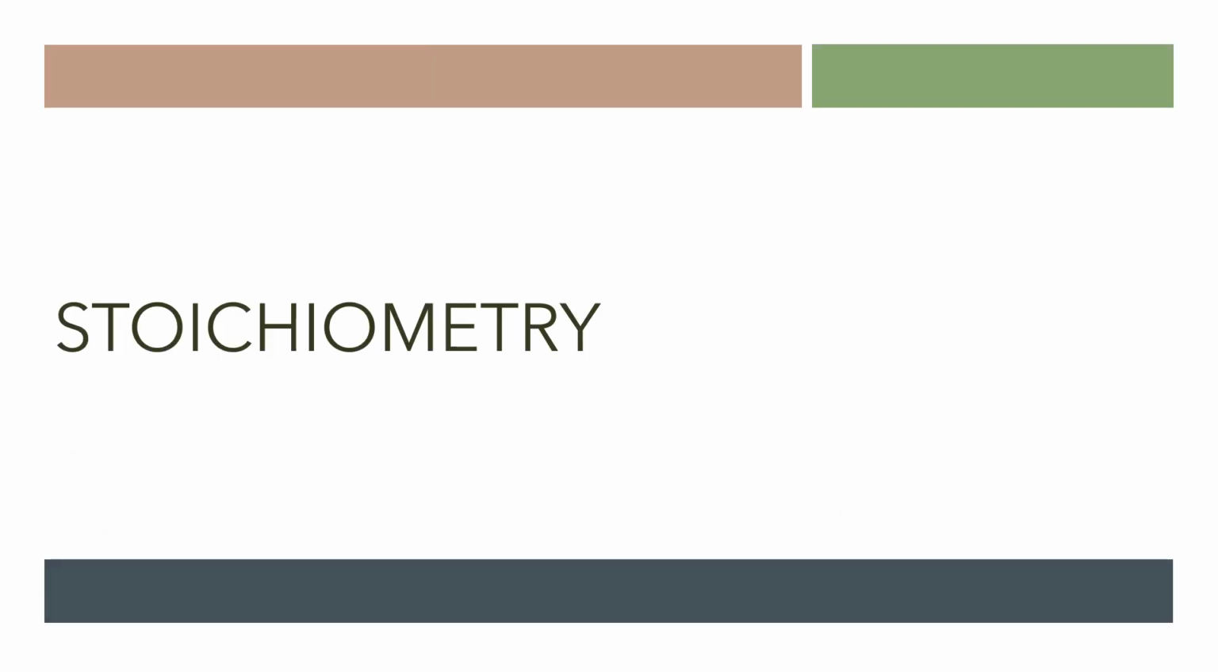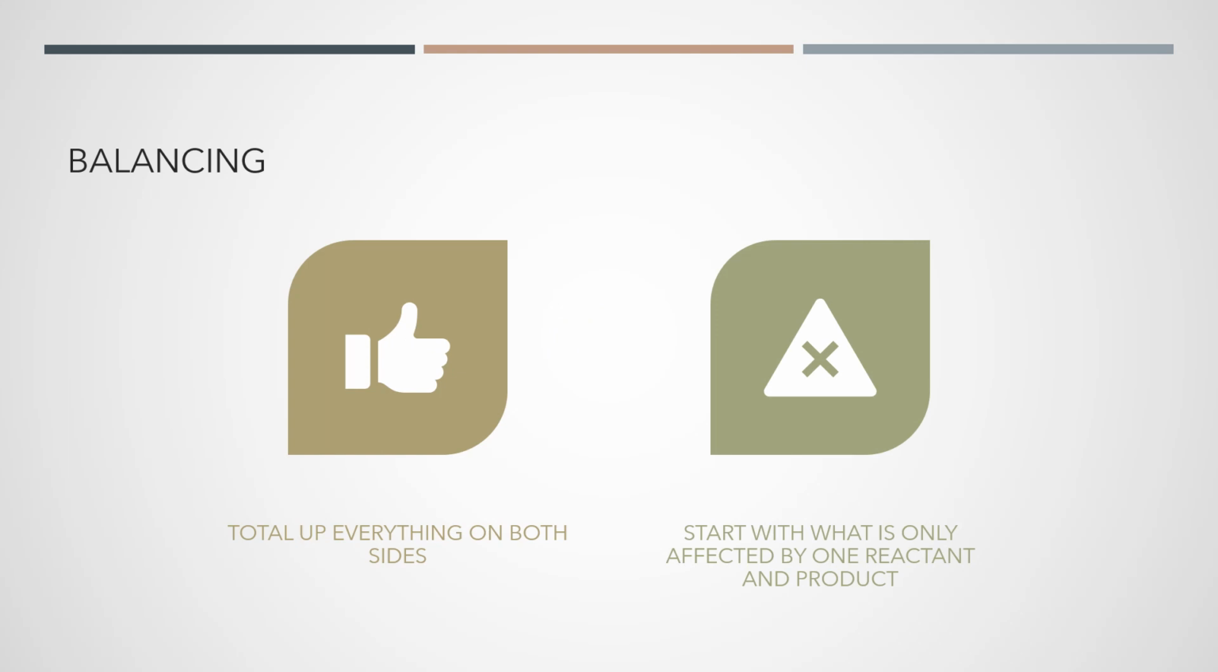Hey, stoichiometry. This is a fun one. With stoichiometry, you just want to make sure everything on both sides of your equation is balanced. So if you have 6 oxygens on one side, you would have to have 6 oxygens on the other side. The best method is to look for something that only exists in one thing on either side of the equation and start with that. So let's go through an example.